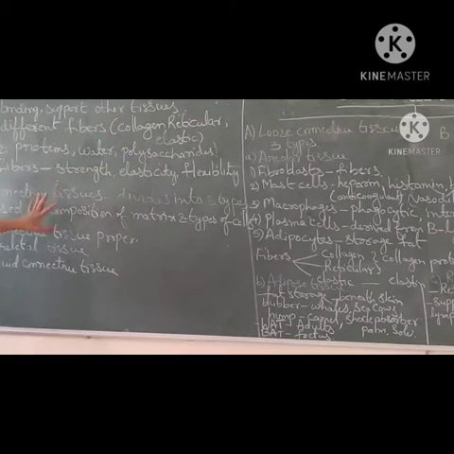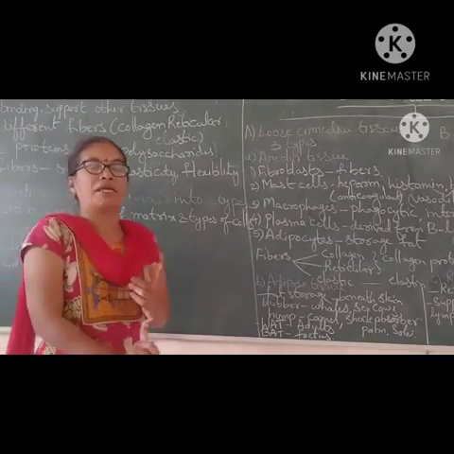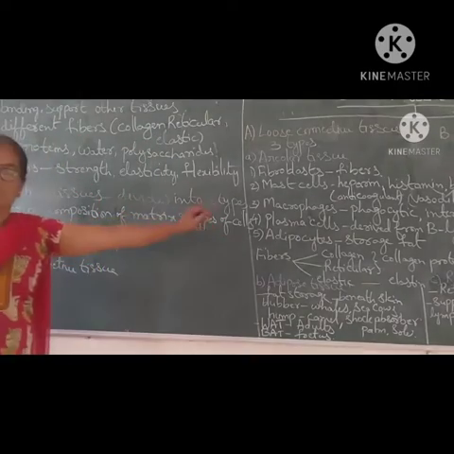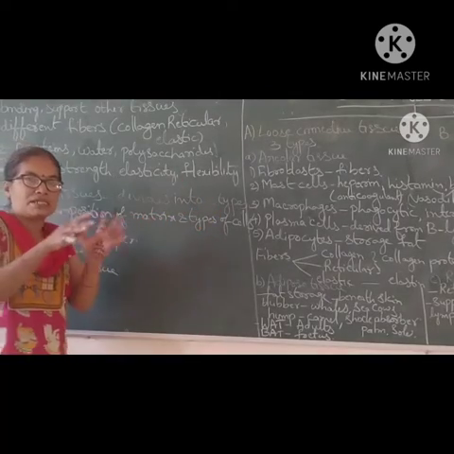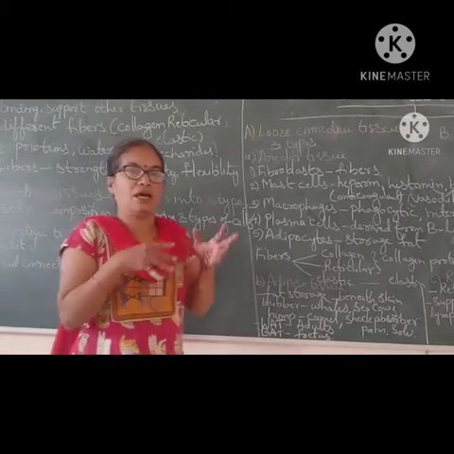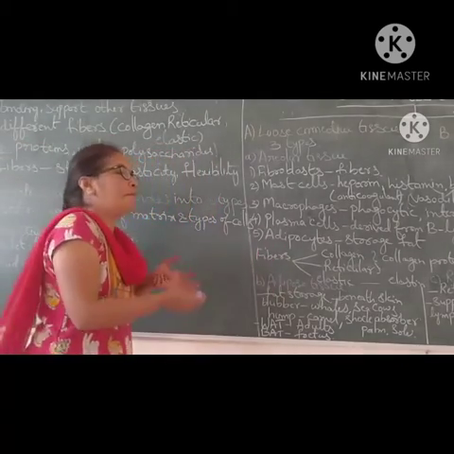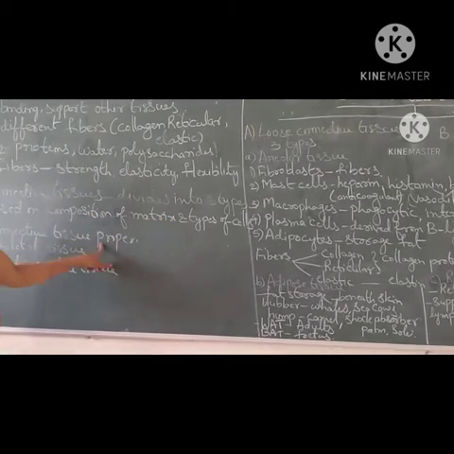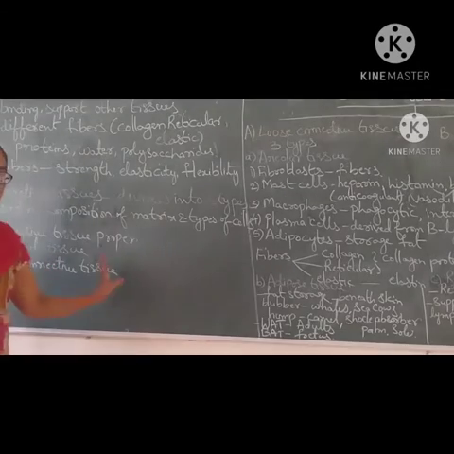The connective tissues are divided into three types based on their composition of matrix and types of cells, meaning how many cells they contain and how much matrix is present. Based upon that they are divided into three types. What are they? Connective tissue proper, skeletal tissue and fluid connective tissue.